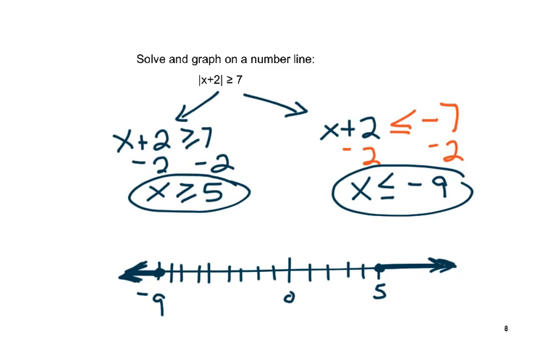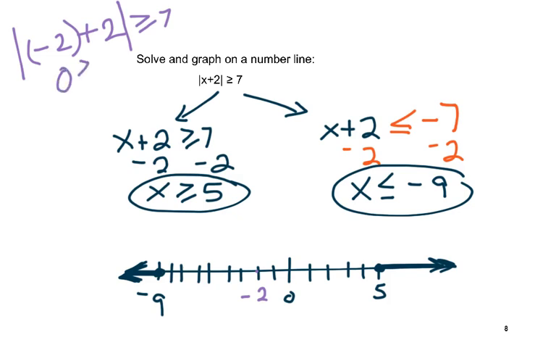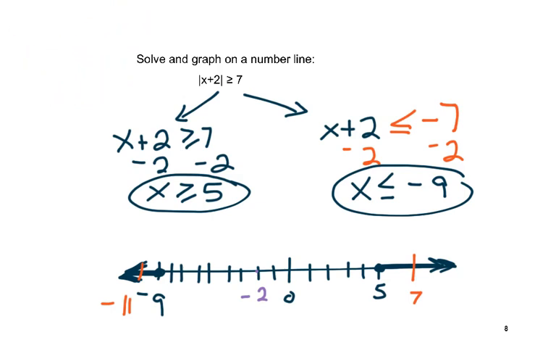If you're not convinced, you could plug in one of these numbers. For instance, let's plug in negative 2. Oops, that's not right. We'd say x is negative 2, so negative 2 plus 2 is greater than or equal to 7. I'm just checking to see if this number is a solution. Well, negative 2 plus 2 is 0, and that is not greater than or equal to 7. So that doesn't work. You could plug in various other numbers, perhaps negative 11 and positive 7, to see if those work, and they will.